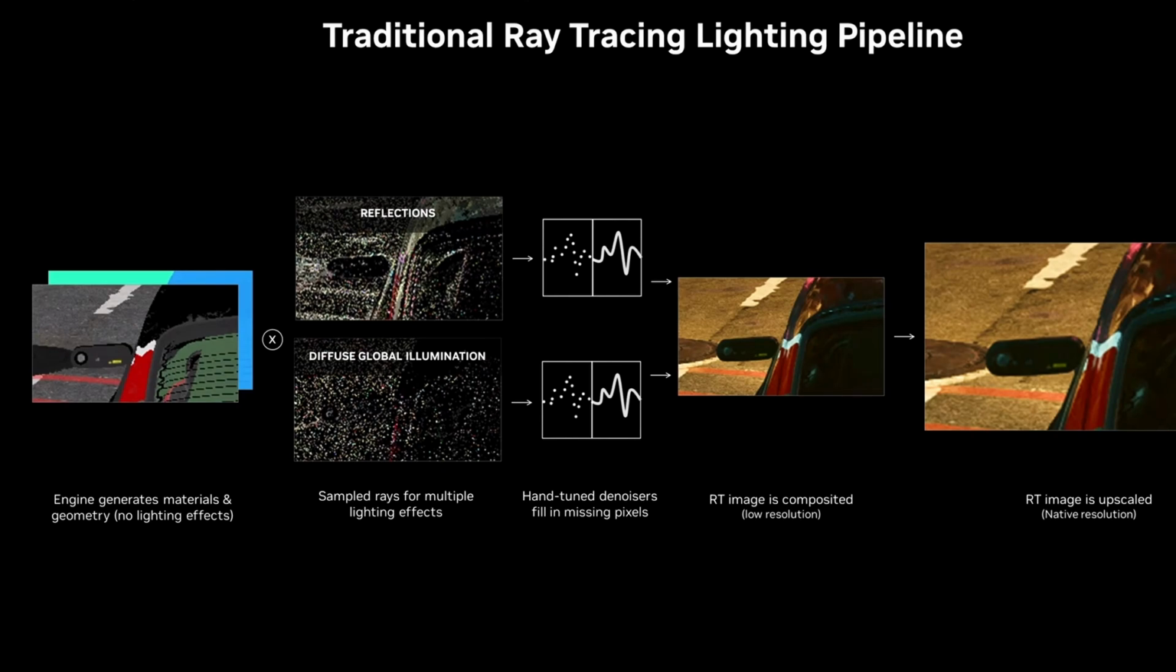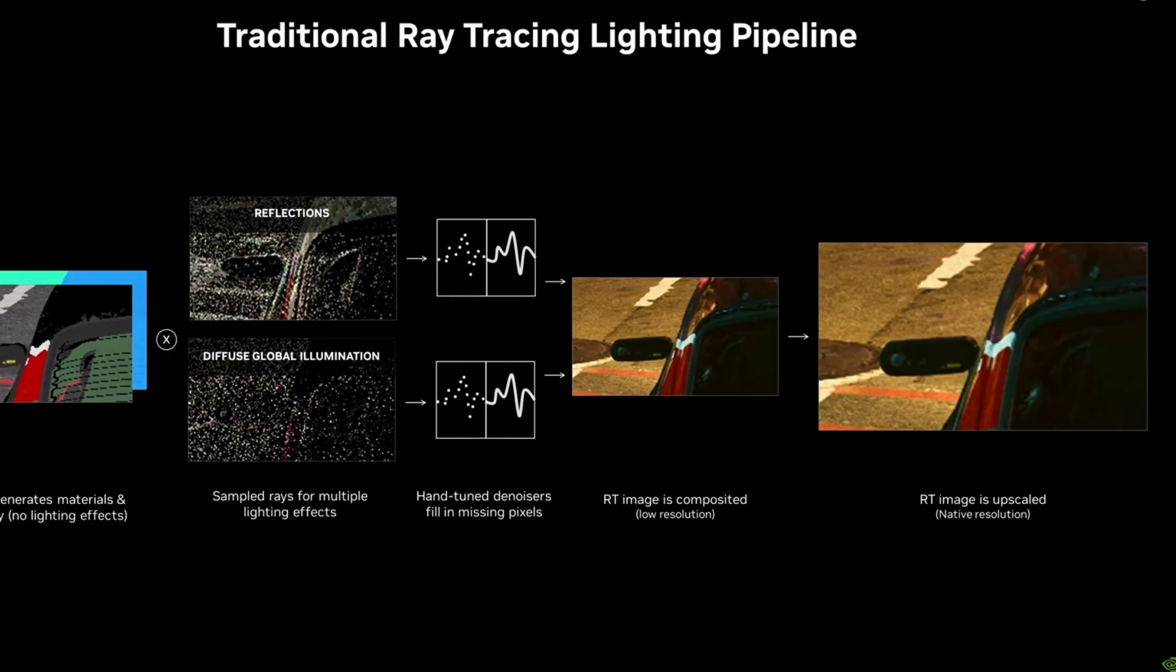So this is what NVIDIA is talking about here. That's the engine generation of the material and geometry, basically having no lighting effects, obviously. And then we get the reflections and the diffuse global illumination. In this case, the rays are sampled from multiple lighting effects, but as you can see, it creates a lot of noise, and rightfully so. And then they basically use the denoisers to tune it down, where those dots are matched with the image quality, and that's what the denoiser does, makes it better than what it actually is. It removes all the grains from the film, so that's really nice.